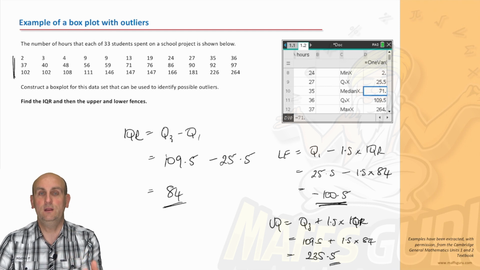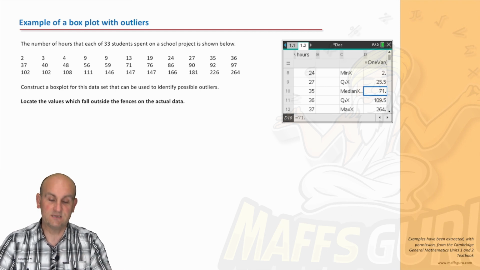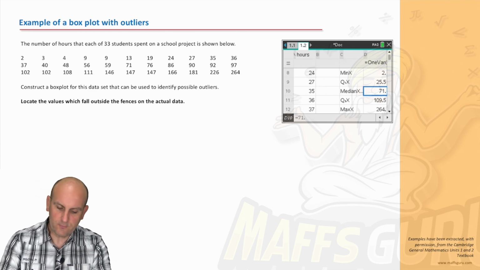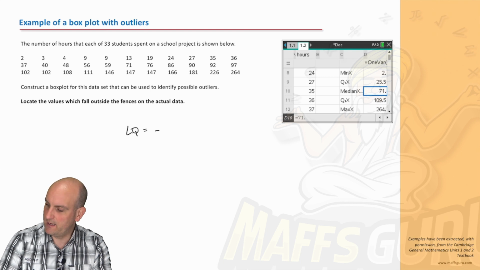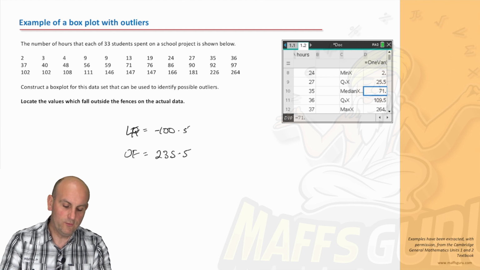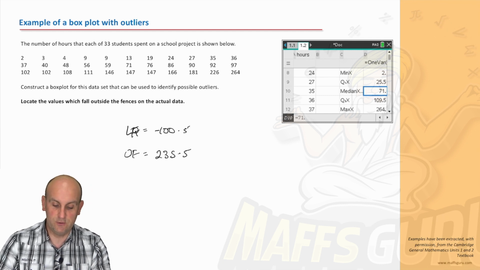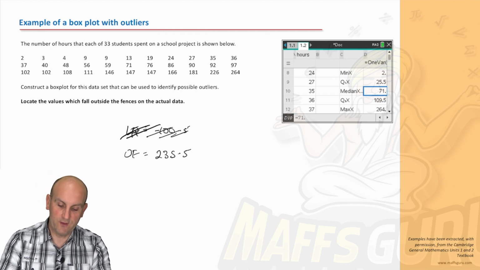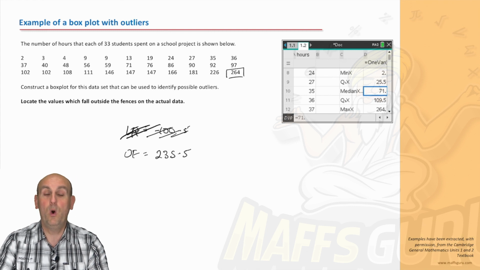235.5. Now, knowing those values, I tend to go back to my data items and ask which are now outliers. If we remember, my lower fence was minus 100.5, and my upper fence was 235.5. Well, my lowest number is 2, so I don't have to worry about my lower fence, but 235.5 suggests that I have one outlier, because 264 is bigger than 235.5.